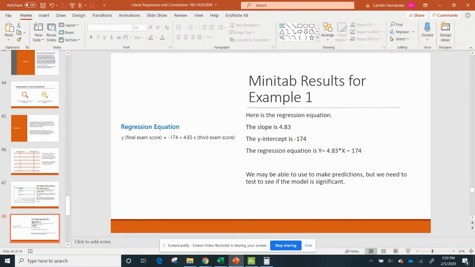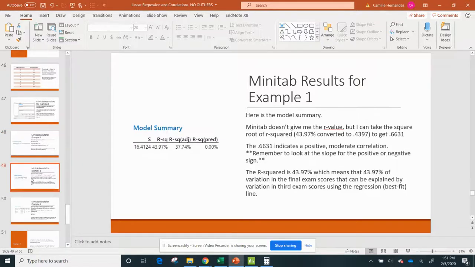The first thing I see in my Minitab results is my regression equation. Y, which is the final exam score, equals negative 174 plus 4.83x, where x represents the third exam score. All this information makes up my regression equation. The slope is 4.83. The y-intercept is negative 174. So my regression equation is y equals 4.83 times x minus 174. I want to make sure I can make predictions using this equation, so I need to keep doing the following steps.